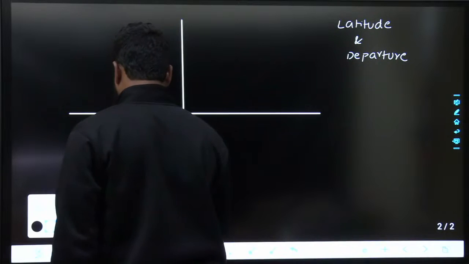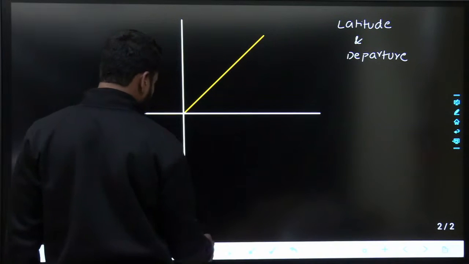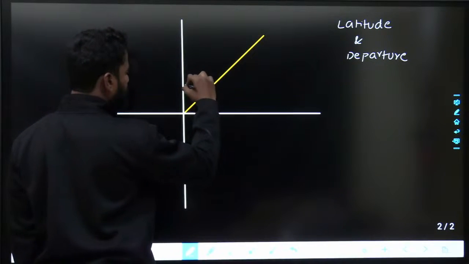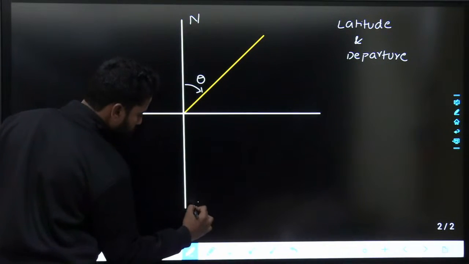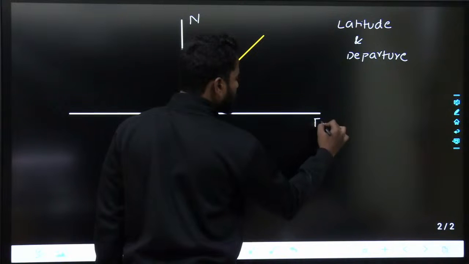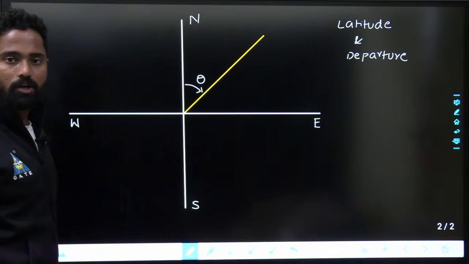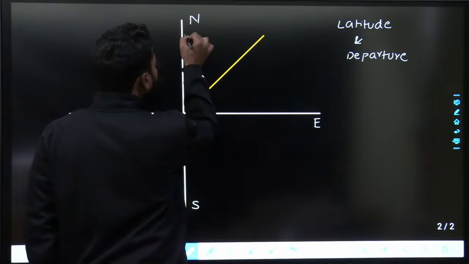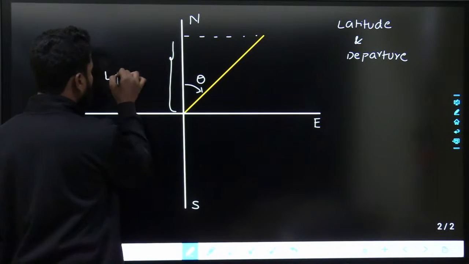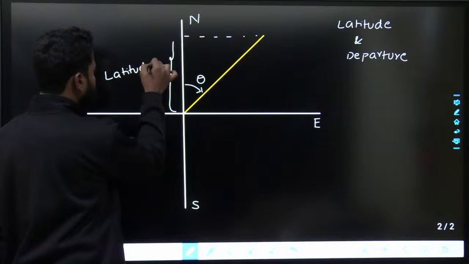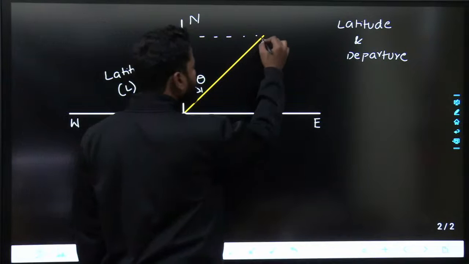So what exactly is latitude or departure? If you take a line like this, and the bearing of the line is theta, with north, south, east, west, the projection of this line on north or south is called latitude, L.